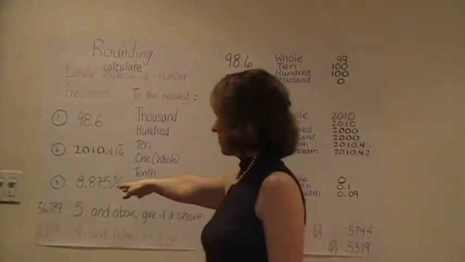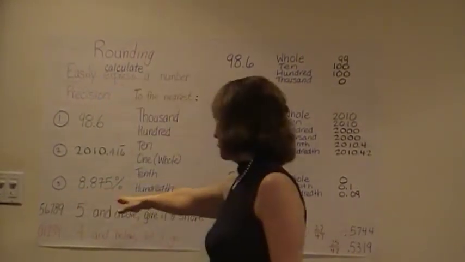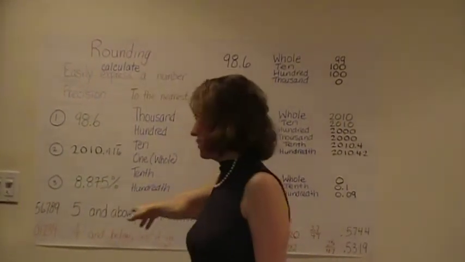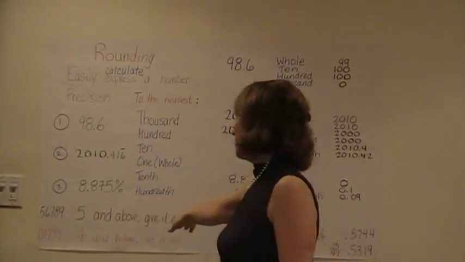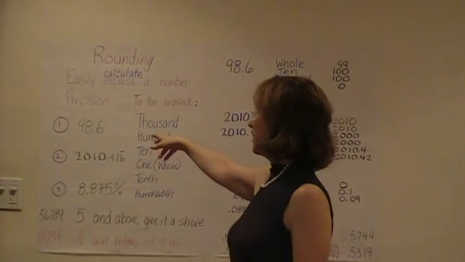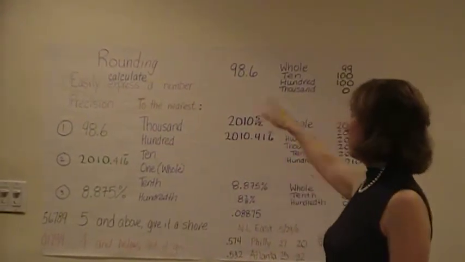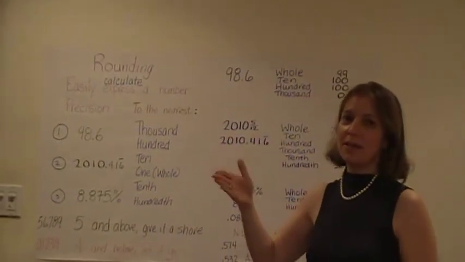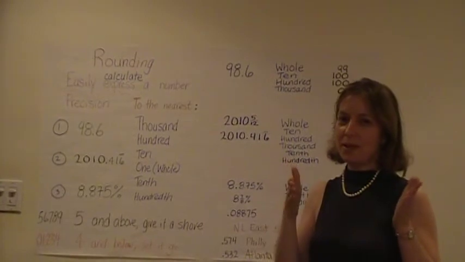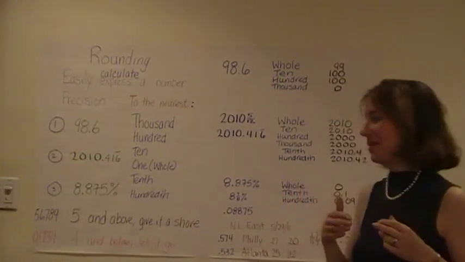If the digits that we're interested in rounding have 5, 6, 7, 8, or 9, we say 5 and above, give it a shove. If the digit in interest is 0, 1, 2, 3, or 4, we say 4 and below, let it go. The first one is 98.6, which is body temperature in Fahrenheit. If we round that to the nearest whole number, 98.6 is in between 98 and 99. It's a little more than 98.5, so we round that up to 99.